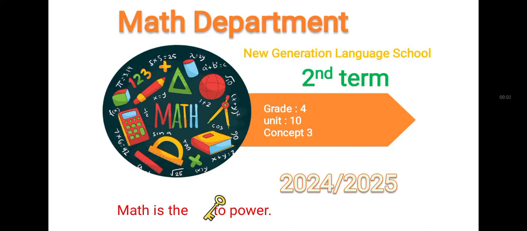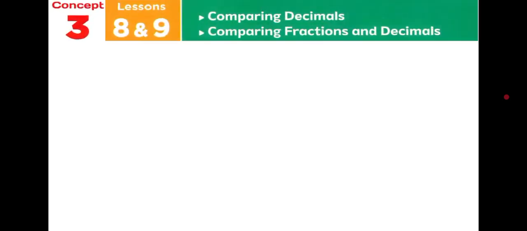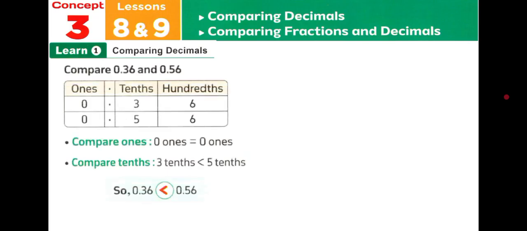Today we are going to talk about Unit 10, Concept 3. Comparing decimals. To compare two numbers that have decimals, start comparing the highest place value. Line up the decimal points, then compare the digits beginning with the greatest place value.